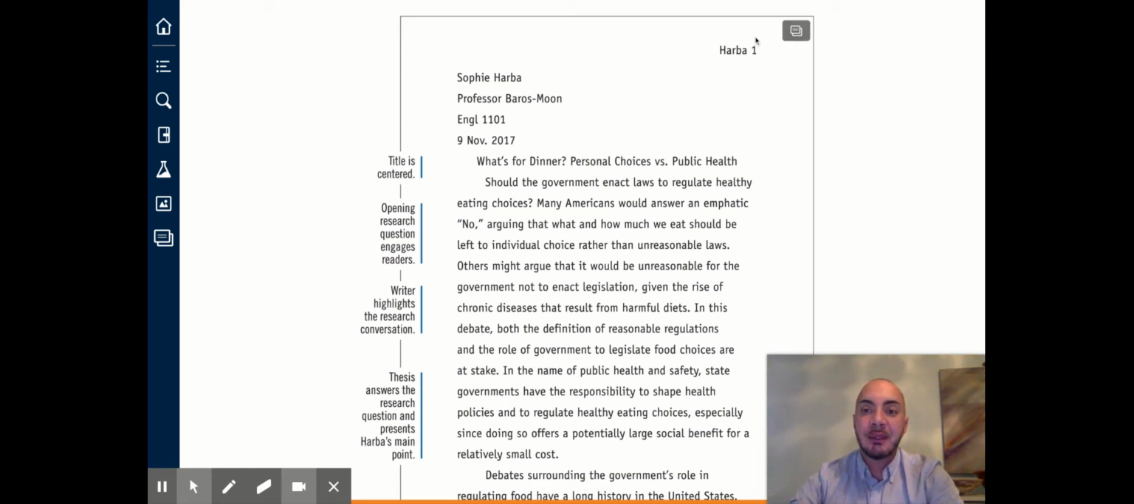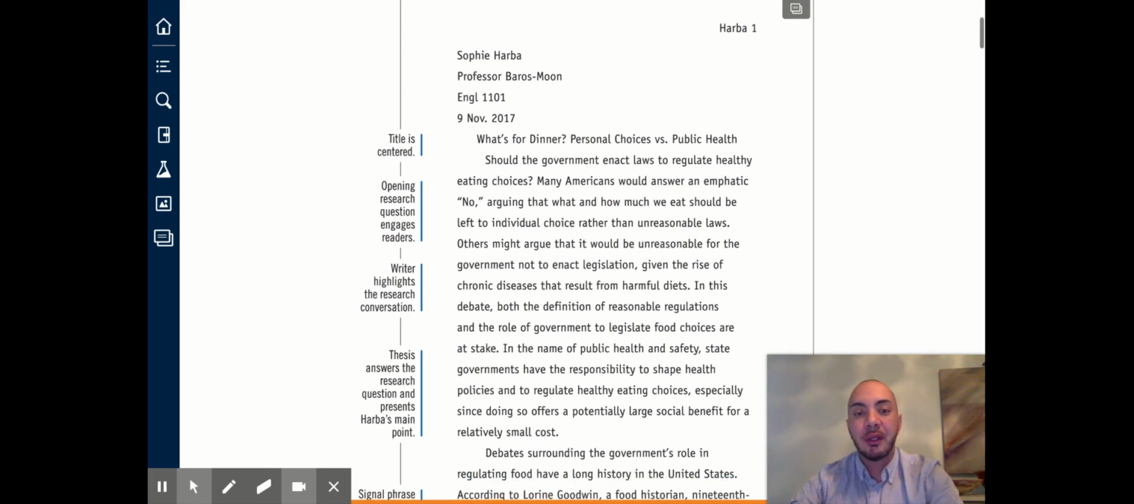Your last name and the page number of every page will appear in the top right-hand corner. You can set that up by accessing the headings inside a Word document. There are also many templates that exist inside both Word and Google Docs that will set up the MLA format headline for you. The title should be centered, and here we have the title, What's for Dinner? Personal Choice versus Public Health. And then we move into our introduction.